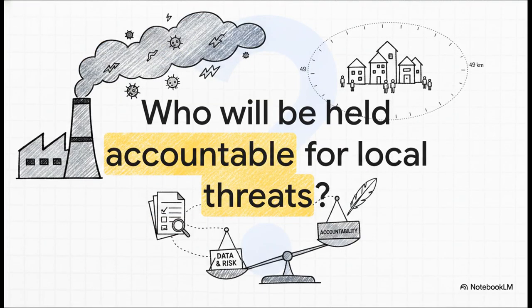So, as we see these standardized localized pollution metrics rolled out globally, they do something incredibly powerful. They strip away the invisibility of local pollution. By forcing transparent disclosure of what is being burned, exactly what is being released, and who is living within 49 kilometers of it, the SASB standards create a crystal clear picture. And it leaves us with one final, provocative thought to consider today. When the data is this undeniable and the financial risks are this thoroughly documented, who will ultimately be held accountable?